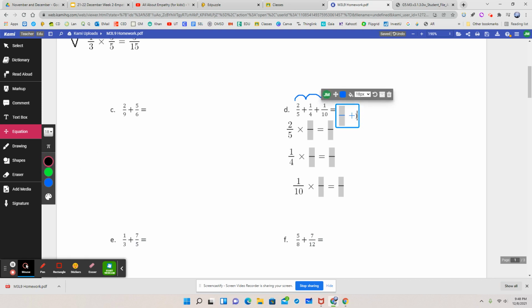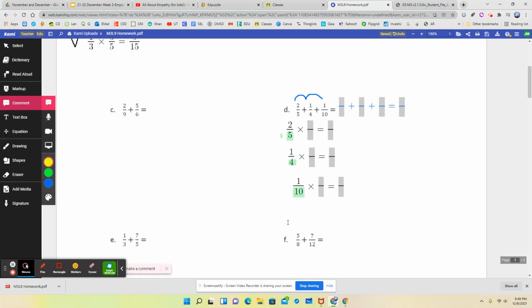So the one that's going to be for the 2/5, the equivalent fraction for 2/5, and this will be the equivalent fraction for 1/4, and the next one will be the equivalent fraction for 1/10. Okay, and so we're going to add this, and we should be able to find the answer for this addition. So here's what we need to do.